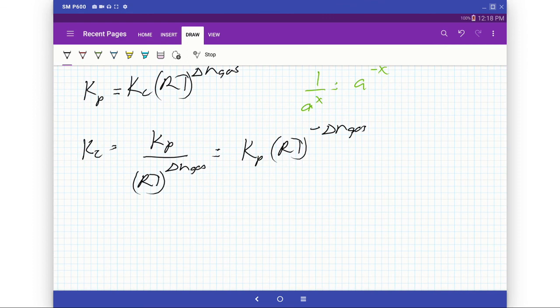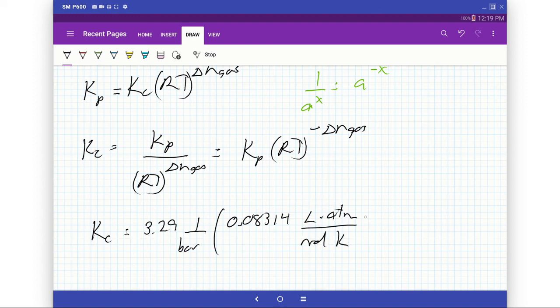All right. So now to solve for Kc. We have a value of 3.29 units of 1 over bar. The value of R we need is one that deals with bar and hopefully gives us units of concentration, because we're trying to get to concentration. The value that is of interest is 0.08314 liters atmospheres per mole Kelvin. And the temperature was 1000 Kelvin.